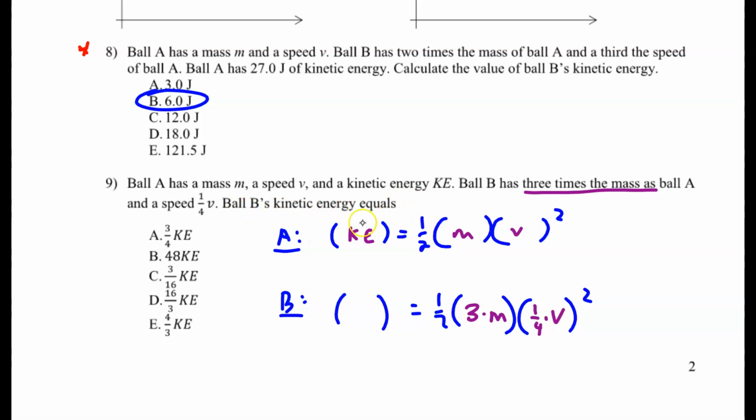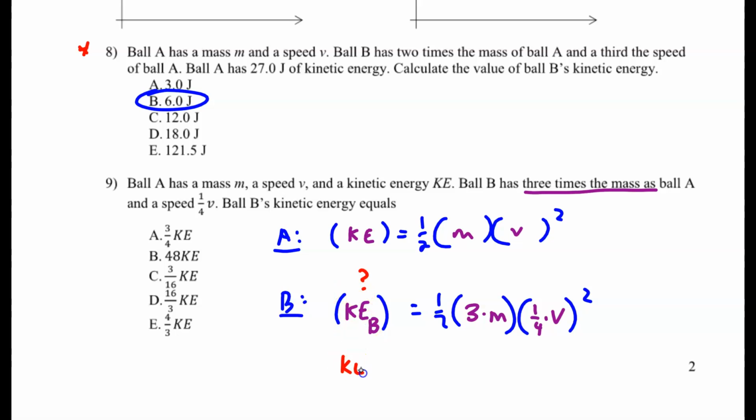B's kinetic energy equals, well, it would be wrong to put KE here because it's not the same amount as this. If you put the same exact KE here and here, you state that they are equal, and they're not. How do I fix this? You simply come up with a new variable, KE2 or KE subscript b. I'll do KE sub b as my new variable. Okay, so I'm trying to solve this. What is B's kinetic energy?